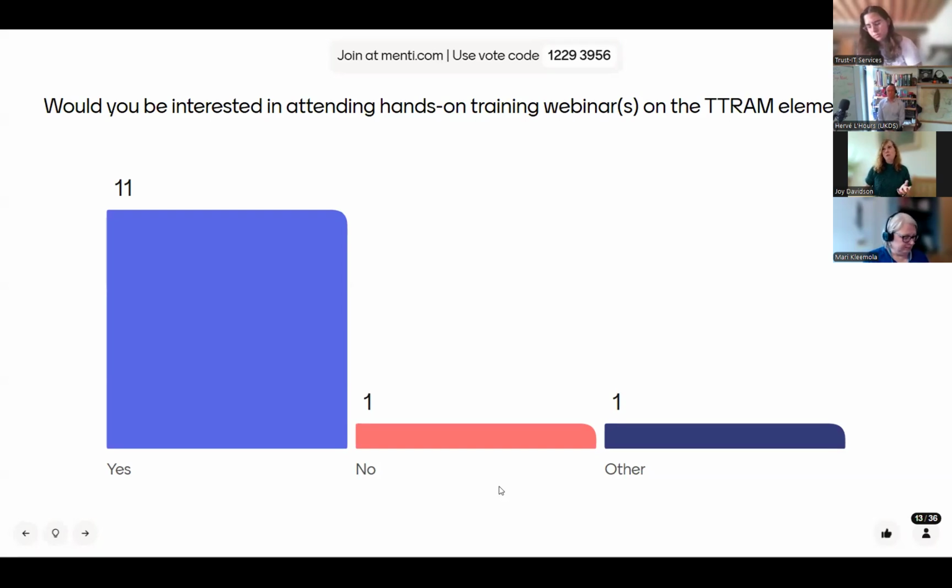So would people be interested in having any of these hands-on training sessions on specific elements? Certainly, if the answer is yes, which it seems to be at the moment, this is something that we would certainly try to get some community involvement in trying to define which of the elements people want training on, and we can take that forward. So I think the numbers are going up for yes, so that's a good sign.